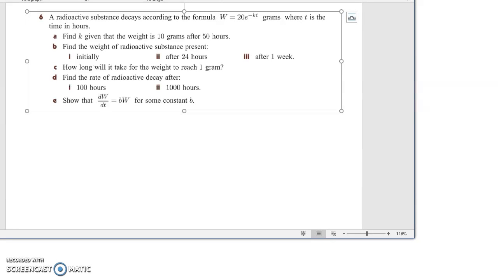So now we're looking at exercise 3F, page 86, and if you just read the question there, we're looking at a radioactive substance that decays at an exponential rate. So the weight decays at the rate of 20 e to the minus kt grams, and t is in hours. And so we must begin by finding k with the information that the weight is 10 grams after 50 hours.